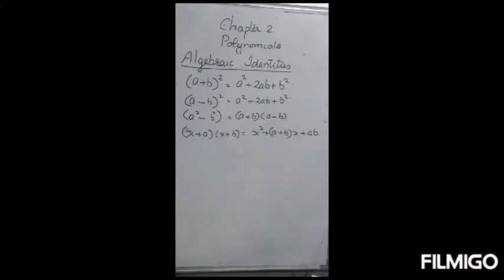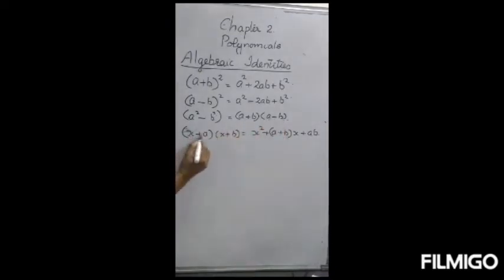Chapter 2, Polynomial Algebraic Identities. In your earlier class, you have already studied the following identities. Let's recap them. (a + b)² = a² + 2ab + b². (a − b)² = a² − 2ab + b². a² − b² = (a + b)(a − b).